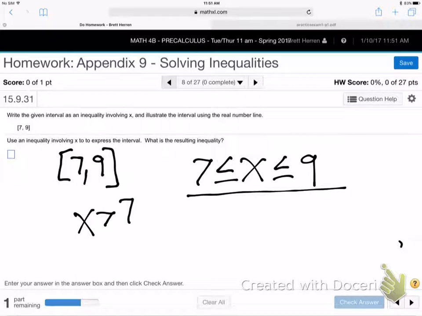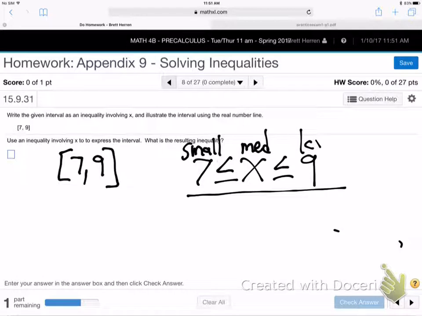Let me erase the other goofy thing I wrote. Let me help you see that that's logically true. It's because this is like small. It's like ordering a soda or something. Small, medium, and large. In other words, 7 to 9 means all.